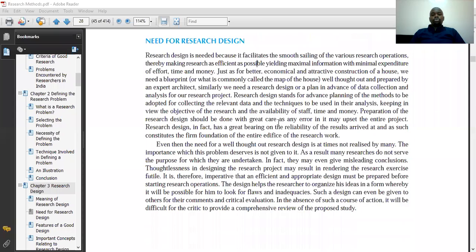Also, if you are a research team, it helps you to divide labor. So if you're going out for research and you are 5 people, 3 people, a group of people, you can actually divide labor. So research design enables you to divide labor so that everybody can participate fully.